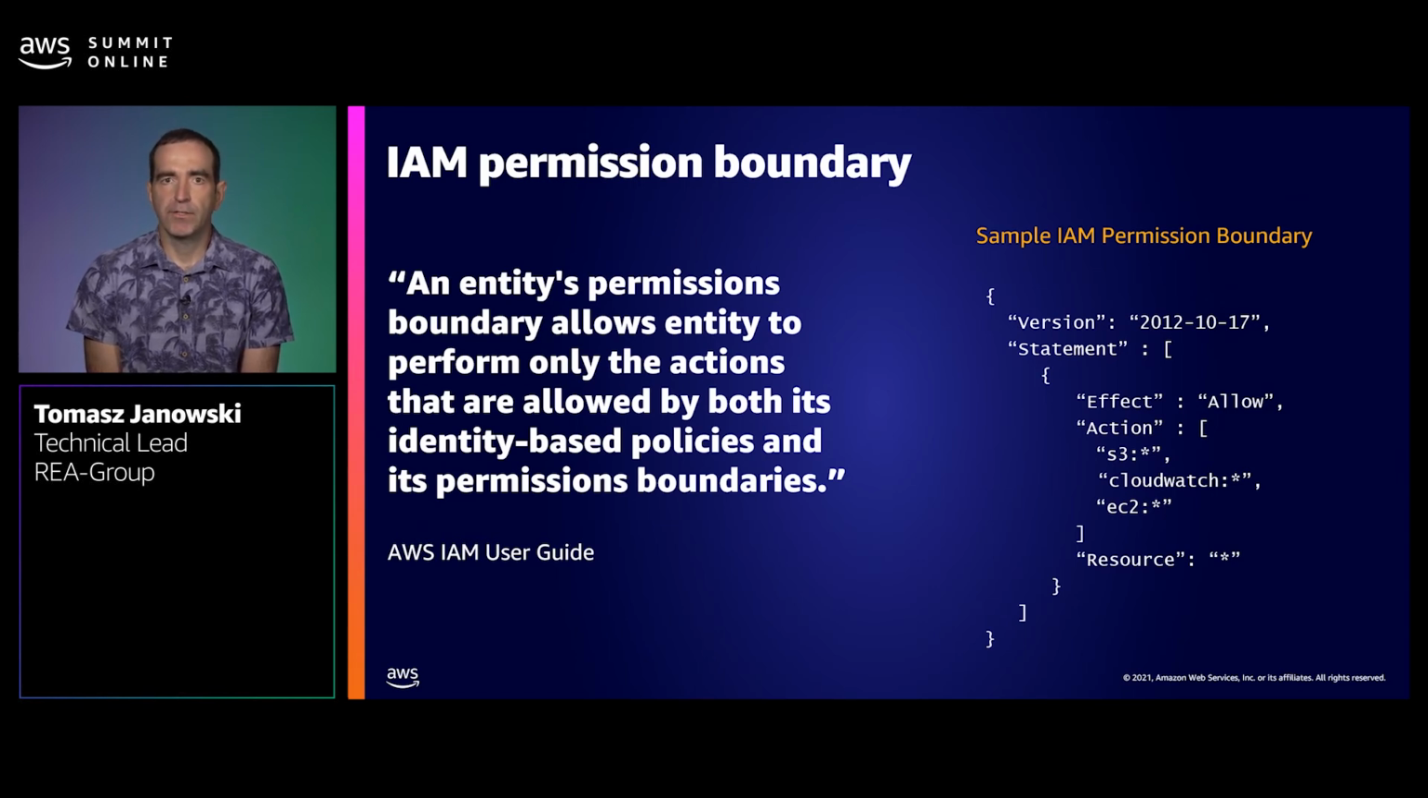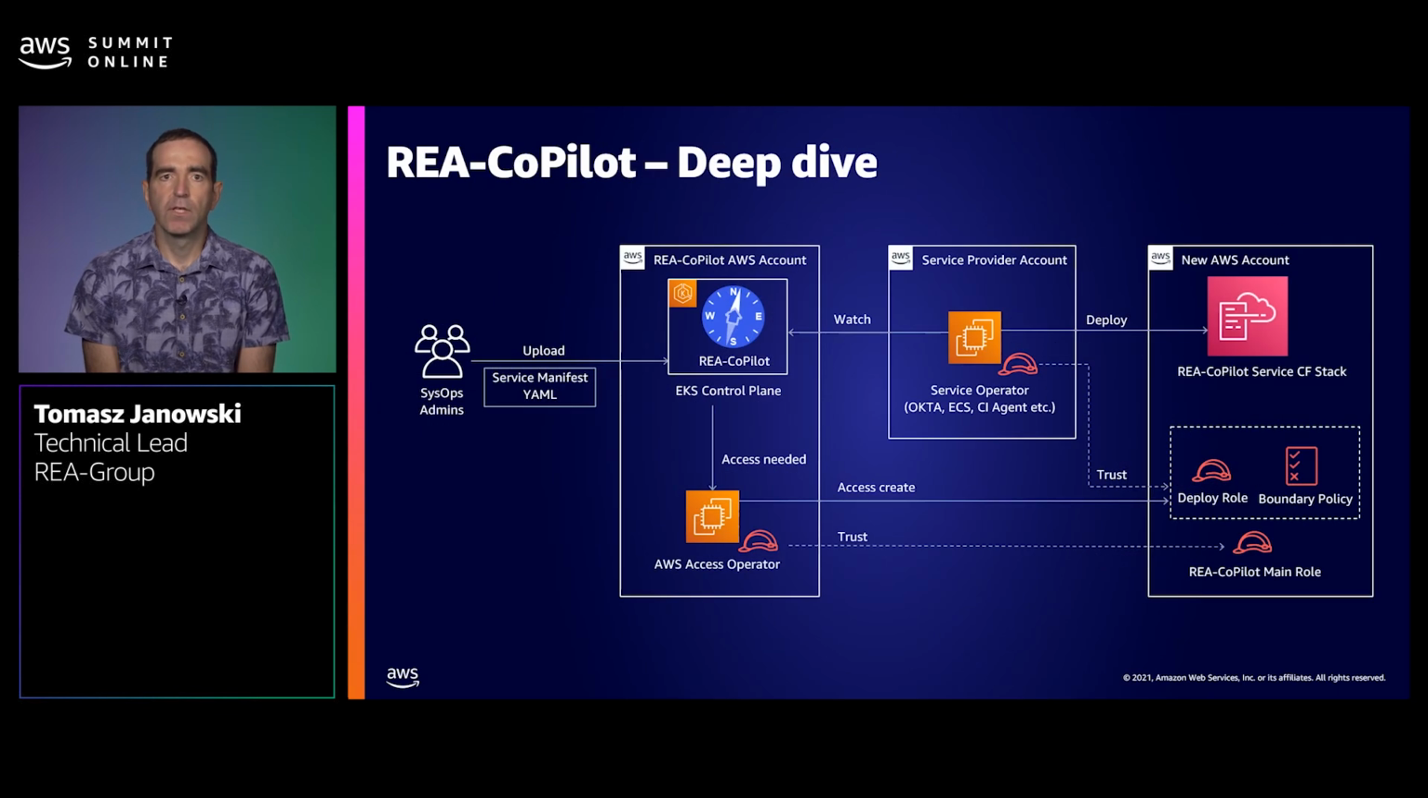Now let's explore the architecture of CoPilot from the angle of the least privilege access paradigm. How do we ensure that service operators don't get elevated permissions? So, we start again with our SysOps admin, who is asked to deploy, let's say, a log aggregator service in a new AWS account. In step 1, the admin creates a YAML config file for the service and uploads it to CoPilot. In step 2, the service operator that watches for any changes in the CoPilot control plane discovers the request for a new log aggregator instance.